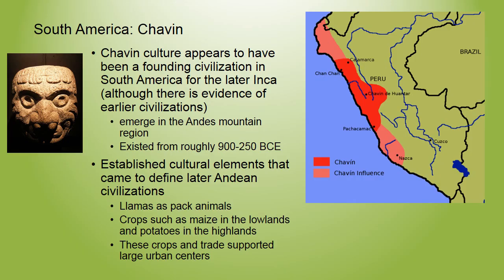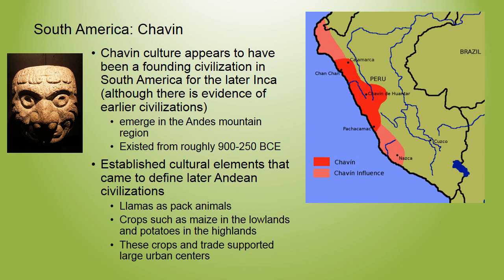Okay, so the Chavan in South America, similarly to the Olmecs in Mesoamerica, is kind of a founding civilization for this later empire. In Mesoamerica, that later empire will be the Aztecs. Here in South America, this later empire will be the Inca. And I can't stress enough how much of a role the geography plays and how it shapes these early civilizations.